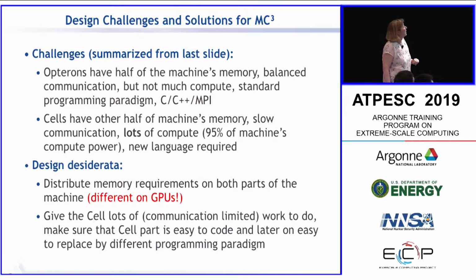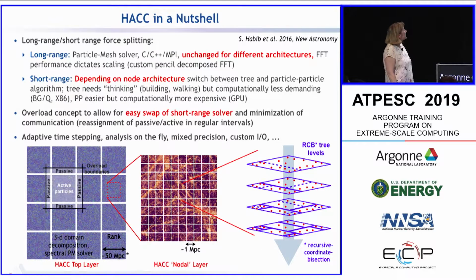So just to summarize these challenges one more time, the Opterons had half the memory of the machine, balanced communication, but not much compute, standard programming paradigm C, C++, MPI, and the cells have the other half of the memory, but very slow communication, but 95% of the computing power. And a new language is required. So what we needed was a code that took care of the distributed memory, and gives the cells lots of work to do and makes sure that the cell is easy to code so that if you have to replace it later on, it's easy to do that. And this is Hack in a nutshell.